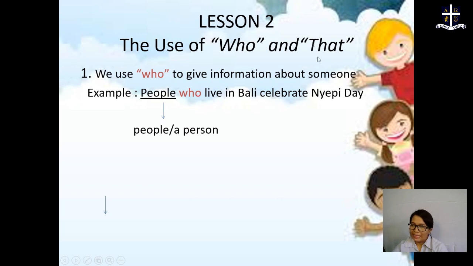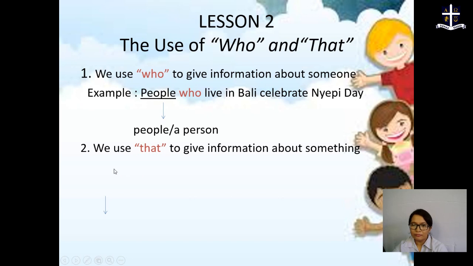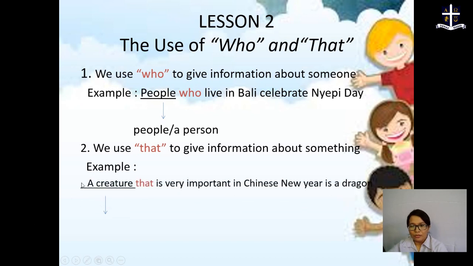We continue to the use of that. We use that to give information about something. Here is the example: a creature that is very important in Chinese New Year is a dragon. Look at the subject here, a creature. A creature is what? A thing. So if you find that the subject is a thing, you have to use that to explain about something. Jadi kalau subjeknya adalah benda, berarti di sini kamu menggunakan apa? That. Do you understand what I mean? So we go to the next.